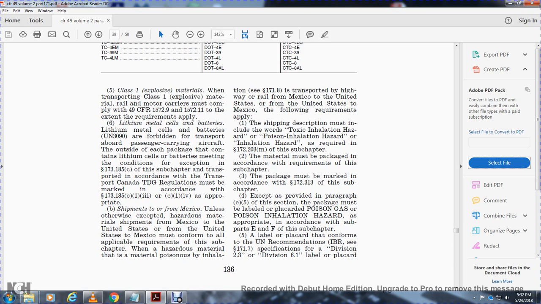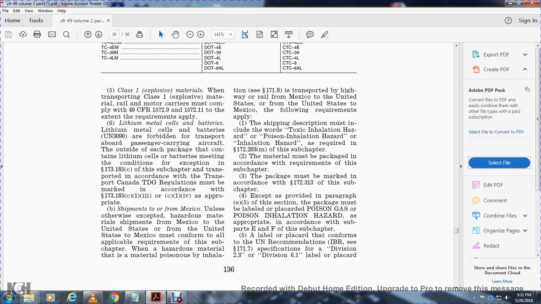Class 1 explosive material. For the transportation of Class 1 explosive material, rail and motor carriers must comply with Title 49 sections 1572.9 and 1572.11 to the extent of the requirements applied. Lithium metal cell batteries are forbidden in transportation on board passenger carrier aircraft, however each package containing lithium cells or batteries that meets the conditions for the exemption in 173.185(c) of the subchapter is allowed.